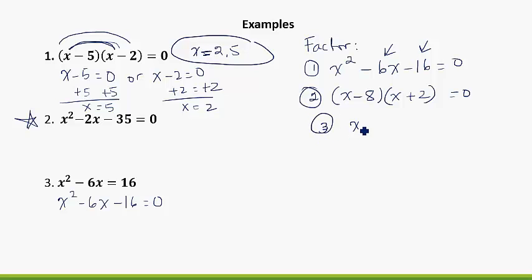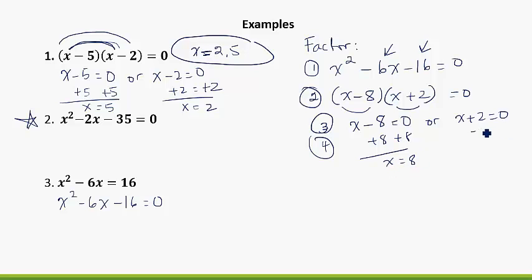The third step is to use that zero product principle, which says if you have two binomials, or excuse me, two factors that when you multiply them they give you 0, one or both of those must be equal to 0. So either x minus 8 equals 0 or x plus 2 equals 0. And then the last step is to solve these new equations. Here I could add 8, and I get x is 8, or subtract 2, in which case I get x is a negative 2.